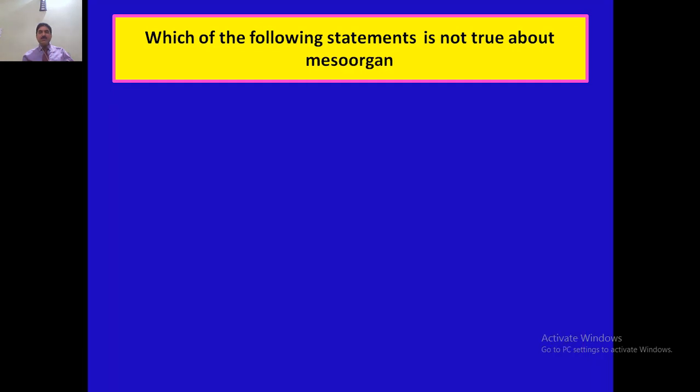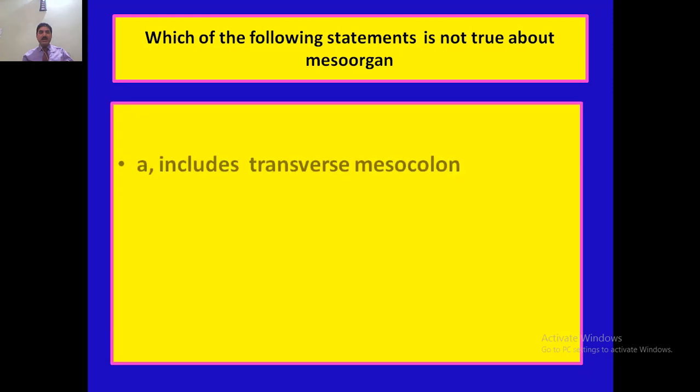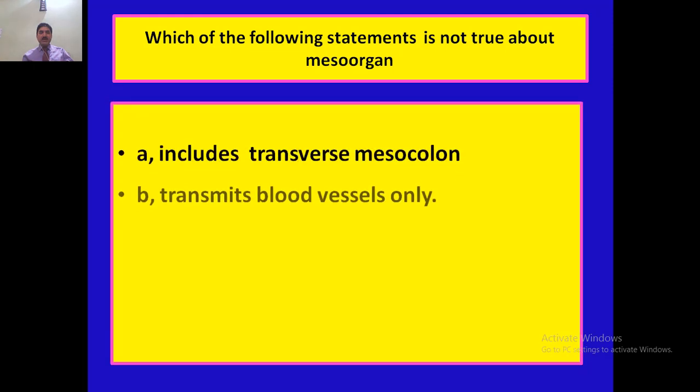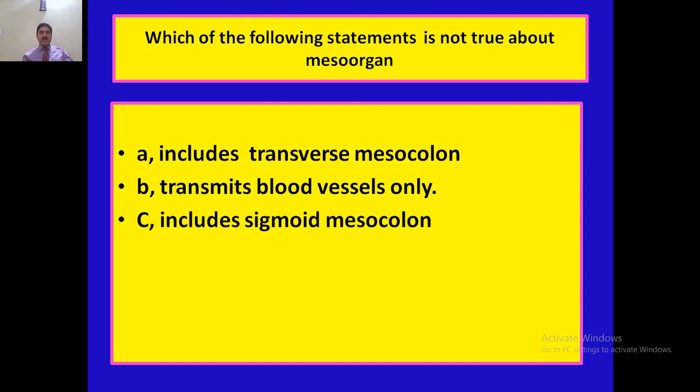Which of the following statements is not true about meso organ? Includes transverse mesocolon, transmits blood vessels only, includes sigmoid mesocolon, includes mesentery proper. In the recent classification, meso organ includes the mesentery of the transverse colon, mesentery of the sigmoid colon, and mesentery of the appendix, which we call as mesoappendix. Mesentery proper is the mesentery of the small intestine. It is not included in the meso organ or mesenteric organ. So option D is wrong.